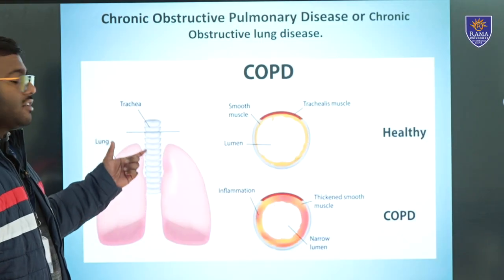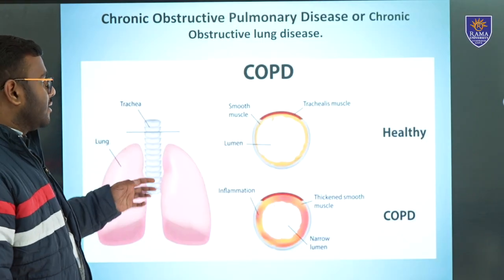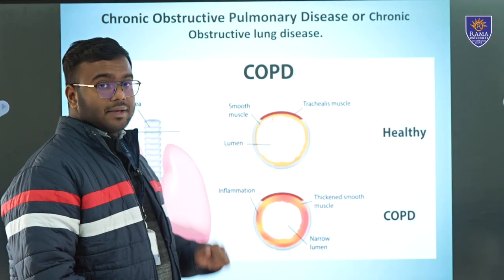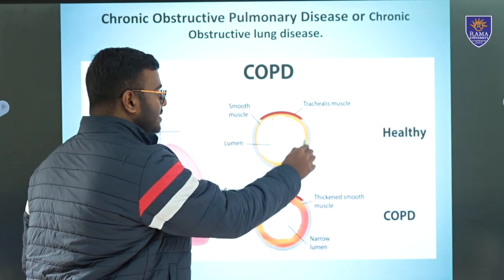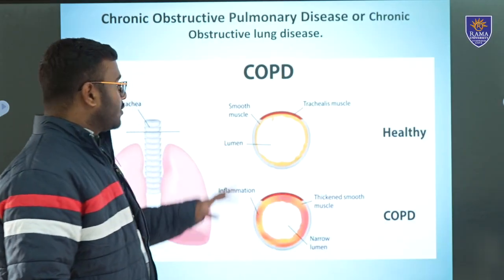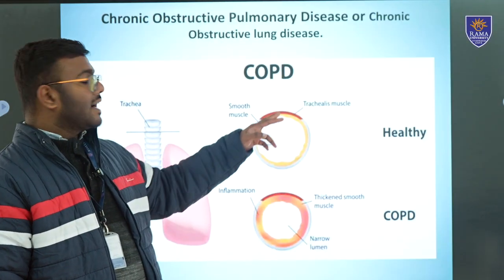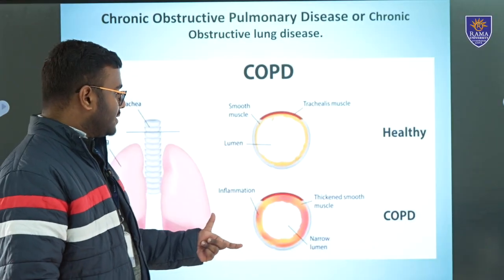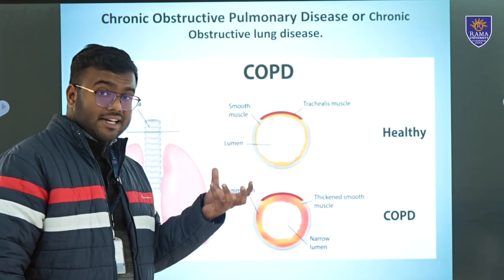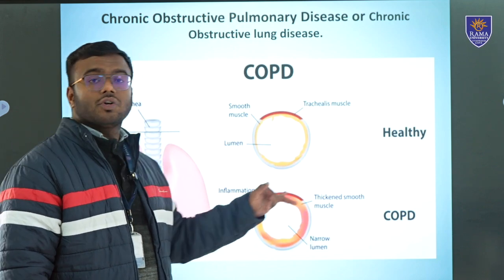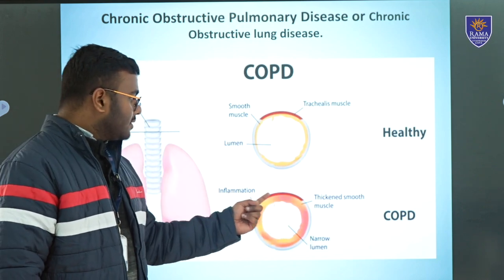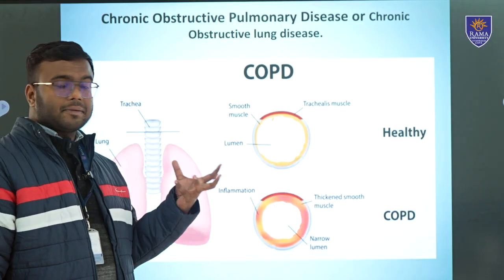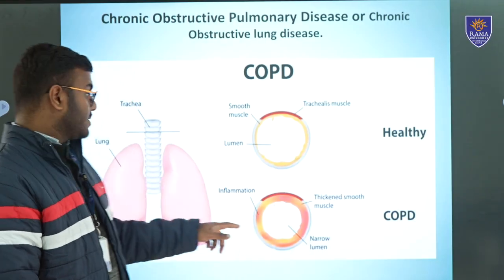And this is our windpipe, which is also called trachea. Now, in a healthy person, what is actually happening? In a healthy person, this is our trachea, which has lumen, smooth muscles, and trachealis muscle. Now, what happens in a COPD patient? This lumen gets narrow due to the inflammation of the smooth muscle. So, this lumen gets thicker, and due to inflammation, the size of the windpipe reduces.